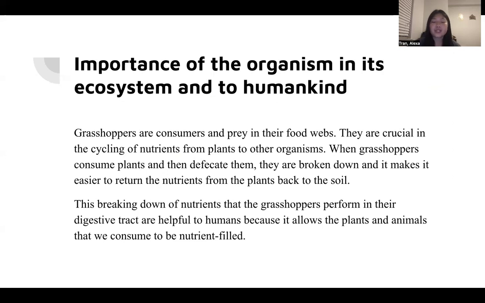This breaking down of nutrients that the grasshoppers perform in their digestive tract are helpful to humans because it allows the plants and animals that we consume to be nutrient filled.